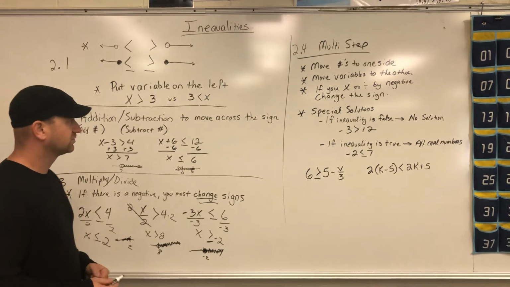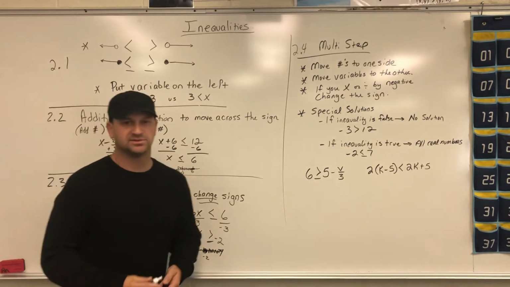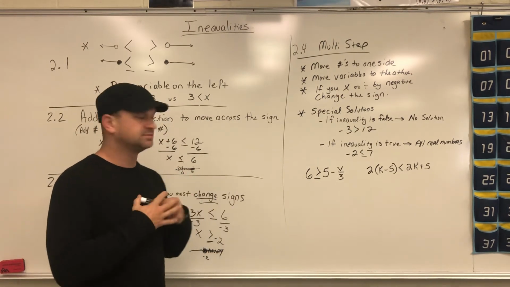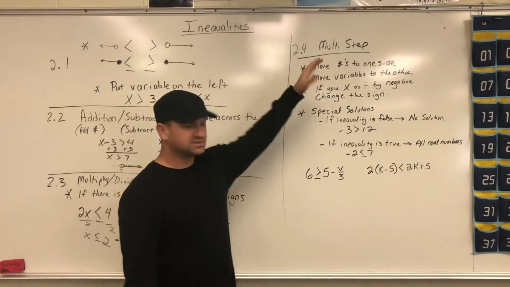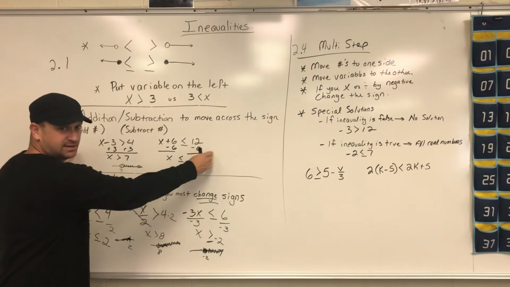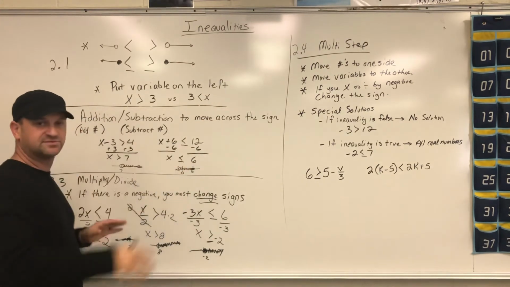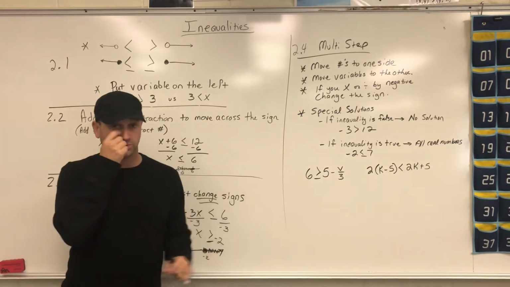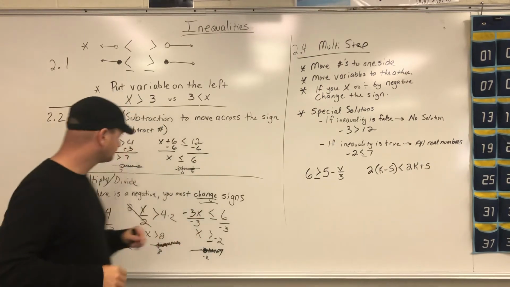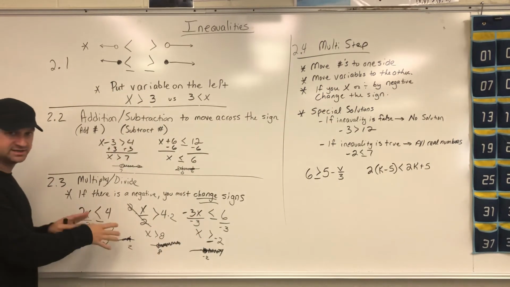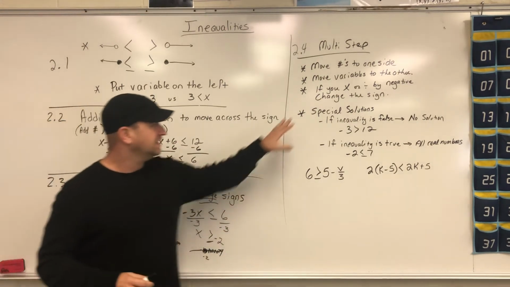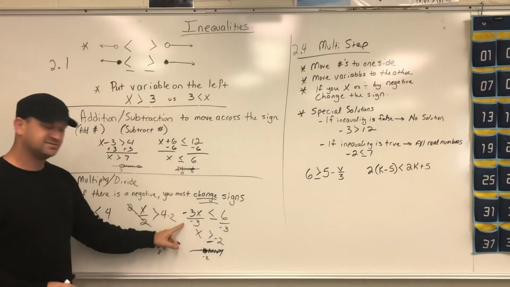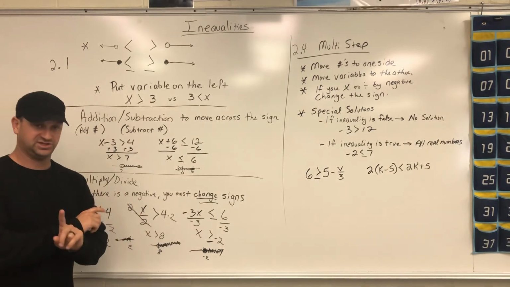Okay? Now we get to multi-step, and this is where the equation components come in, where things can get kind of confusing. So we're going to move numbers to one side, like we did in this step. Okay, that's going to be probably the first step you do, is move numbers to one side of the inequality. We're going to multiply and divide to get the variable by itself on one side of the inequality. Again, remember, if we multiply or divide by a negative number, the sign needs to change.